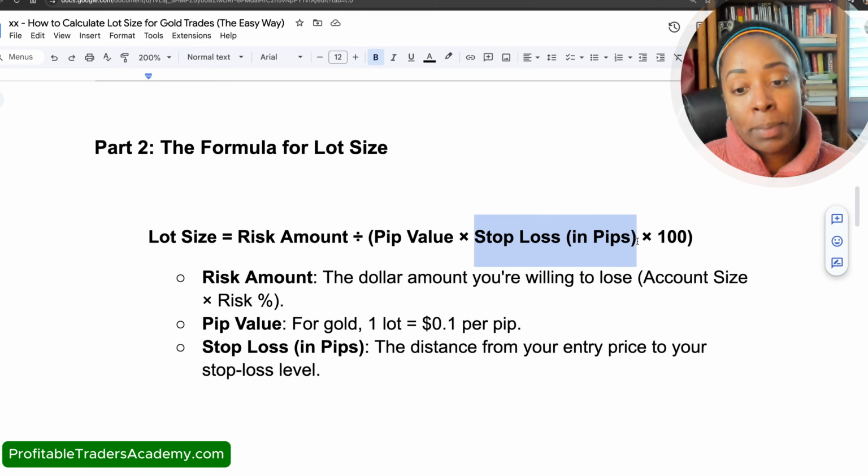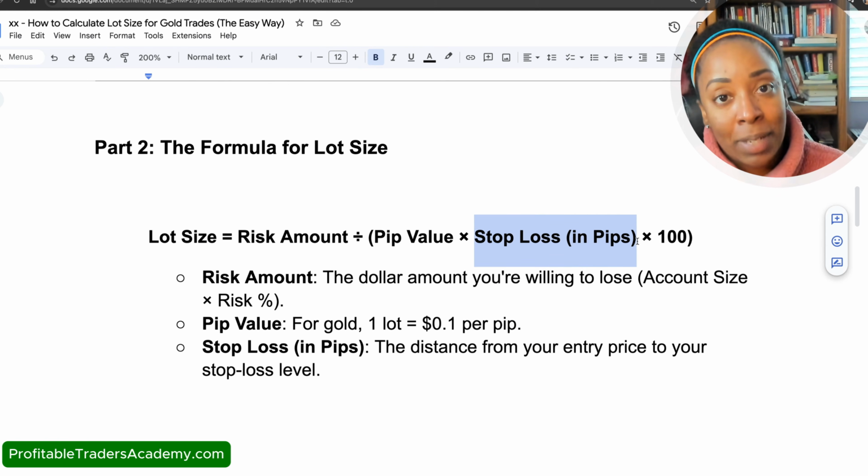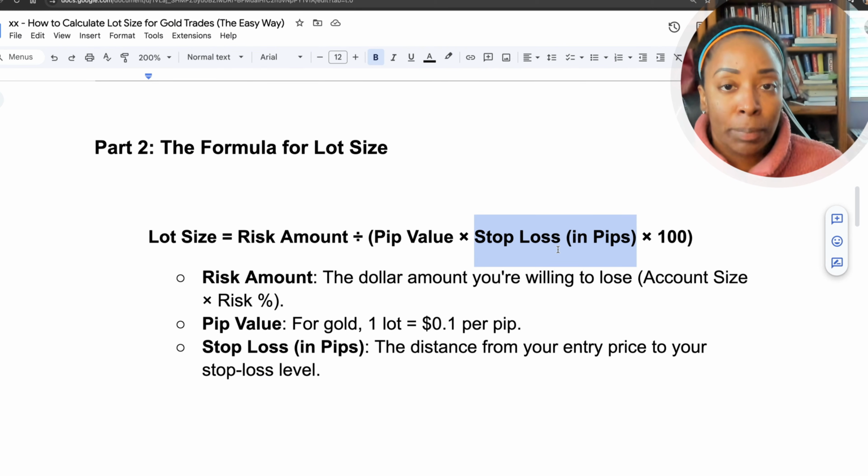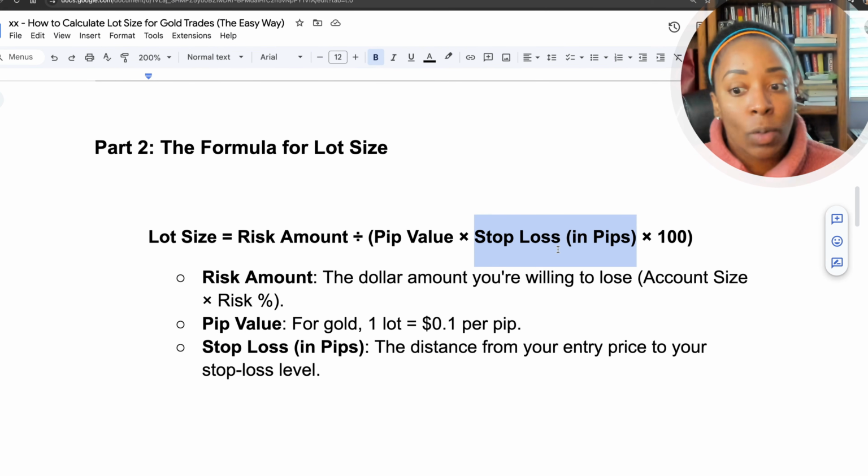And then pips, a stop loss is going to be in pips. So it accounts for that. We are accounting for our stop loss. We're not just calculating it based on nothing.